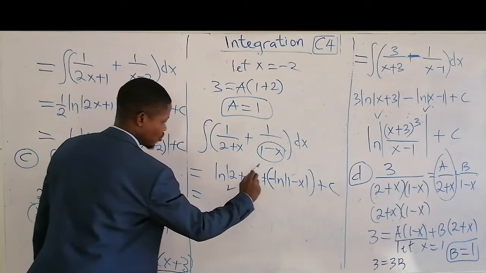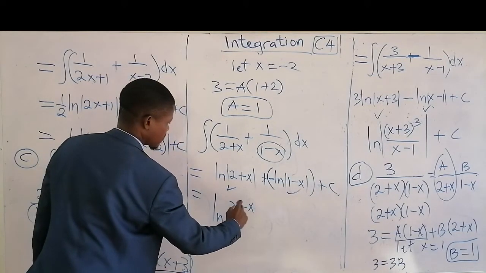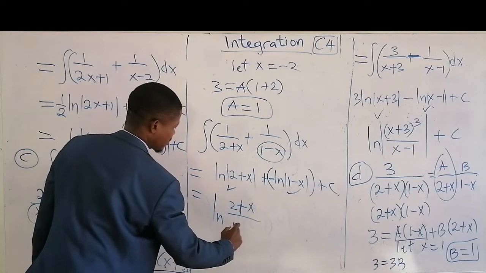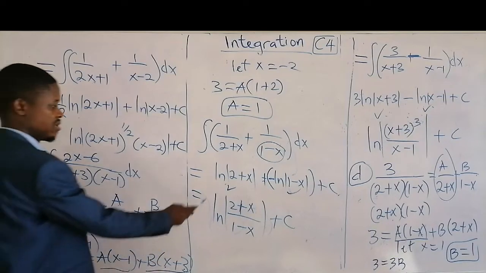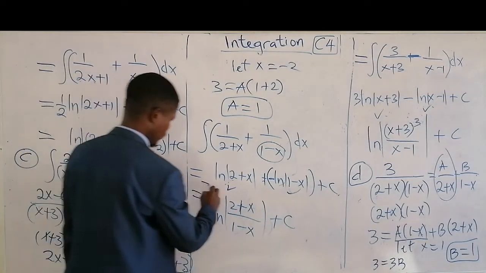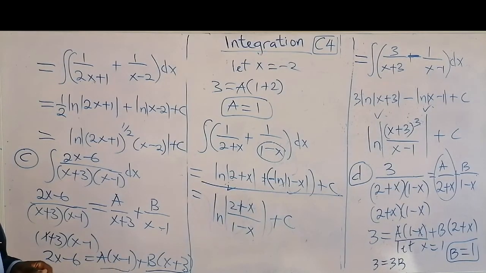Then I can combine this one and this one together. That will be ln of (2 plus x) all over (1 minus x) plus c, using the logarithm rule. So that's that. You can leave your answer this way if you want to, or this way. So let's take more questions on this question 1.